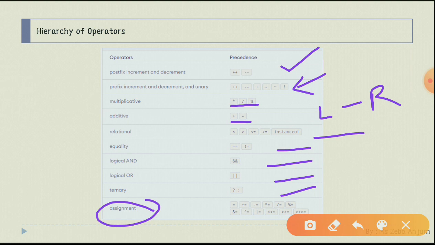Now see over here, we have assignment operators as equal to, plus equal to, minus equal to. Please remember, when we learned about shorthand operators, plus equals to is a kind of shorthand operator. So these kinds of expressions should be evaluated at the very last. These must be understood by the hierarchy of operators.